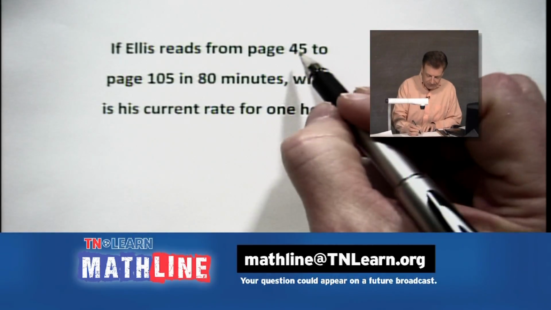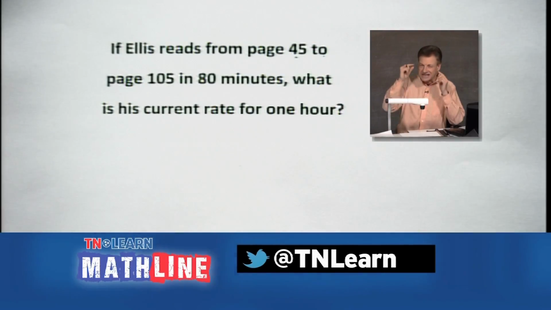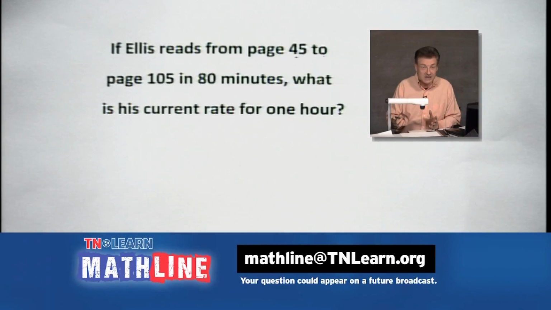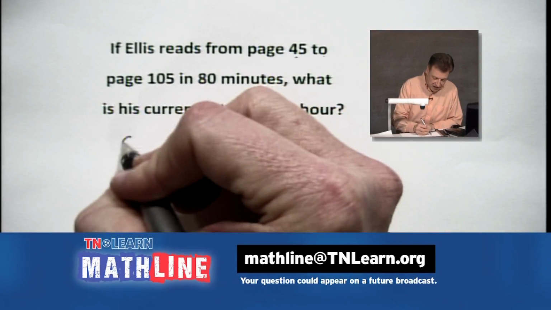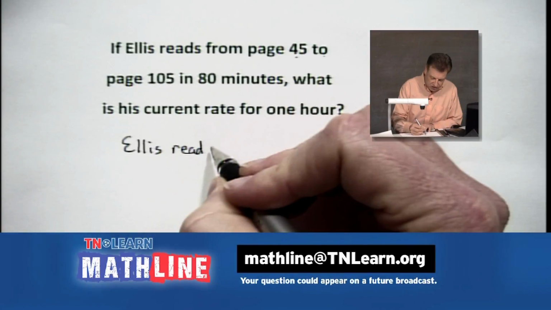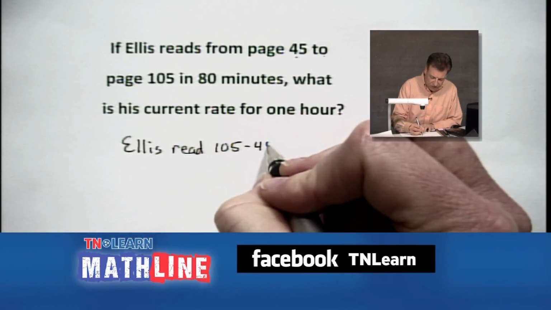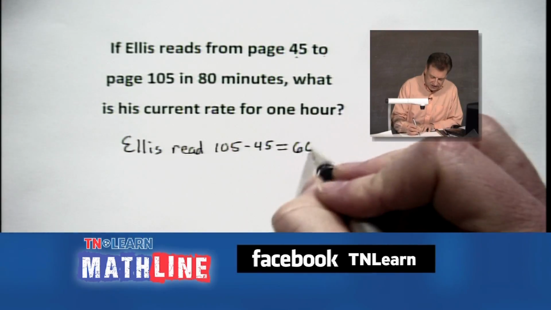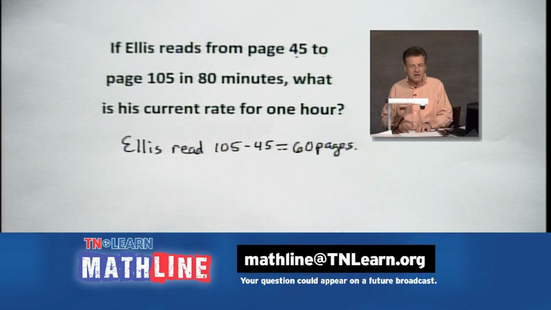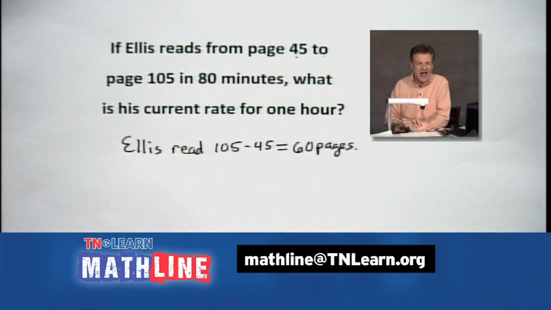First of all, I'm seeing from page 45 to page 105. That tells me Ellis has read the difference. The difference is what? 60 pages. So Ellis has read 60 pages. That much I know. You said, well, Ernie, how'd you get that? I did 105 minus 45, which equals 60, and those are the pages he has read. So that helps me some. But I'm looking for a rate, per hour.